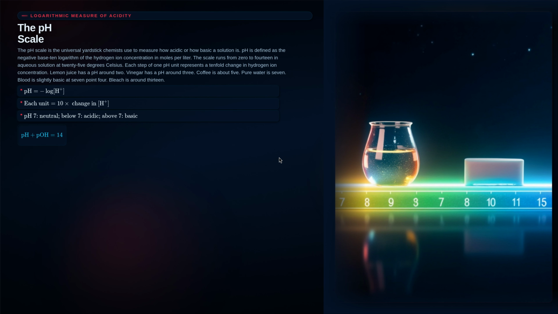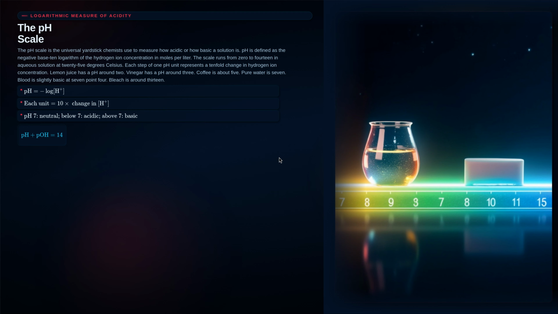The pH scale is the universal yardstick chemists use to measure how acidic or how basic a solution is. pH is defined as the negative base 10 logarithm of the hydrogen ion concentration in moles per liter. The scale runs from 0 to 14 in aqueous solution at 25 degrees Celsius. A pH of 0 is extremely acidic. A pH of 7 is neutral. A pH of 14 is extremely basic.